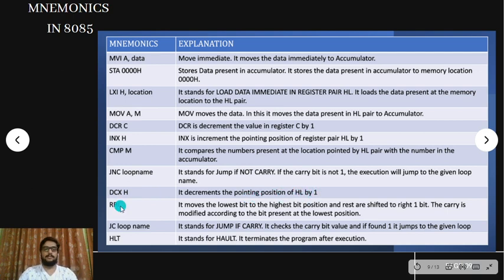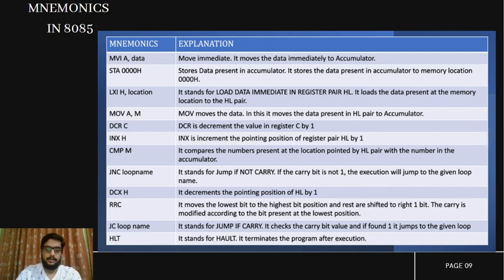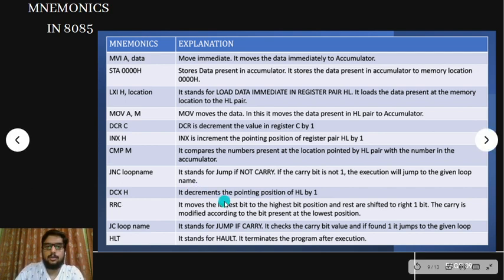Then we have RRC. RRC stands for rotate accumulator right. It rotates the lowest bit to the position of the previous highest bit and alters the carry flag accordingly. That means if my initial lowest bit is 0, the carry bit will be 0 when I do the RRC. If the lowest bit is 1, the carry bit will be 1 when I do RRC.